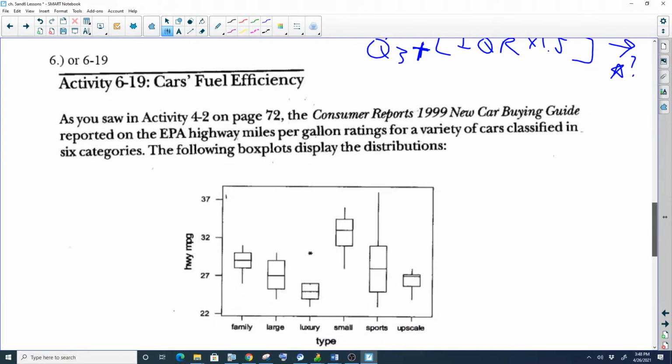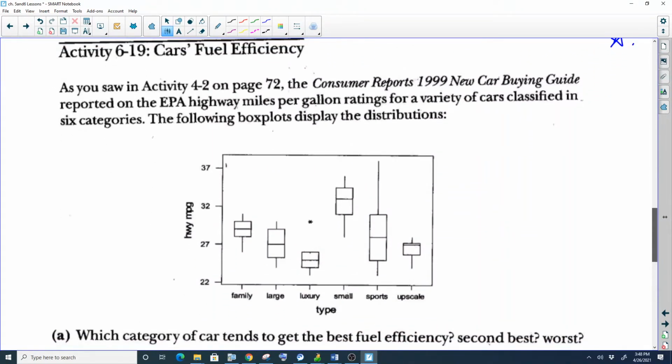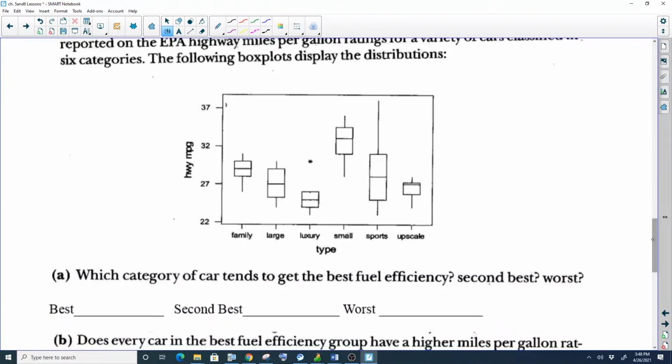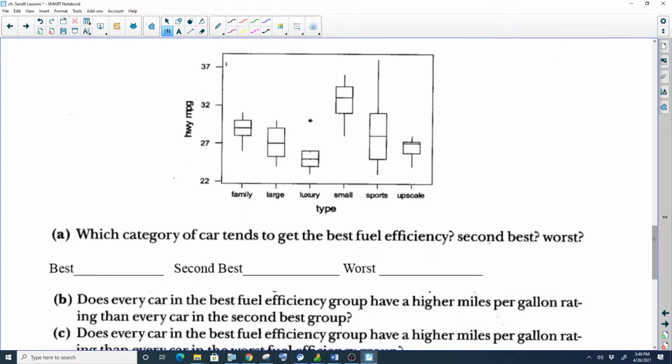So these are a bunch of vertical box and whisker plots of car fuel efficiencies. Which category of car tends to get the best fuel efficiency? Probably the small vehicle, right? Because there's a lot of vehicles, a lot of percentages in there. Yeah, 75% of it, wow. So 75% of it is up in the 30 range nearly, or 29 to 30 and above. So probably the best fuel efficiency would be the small.